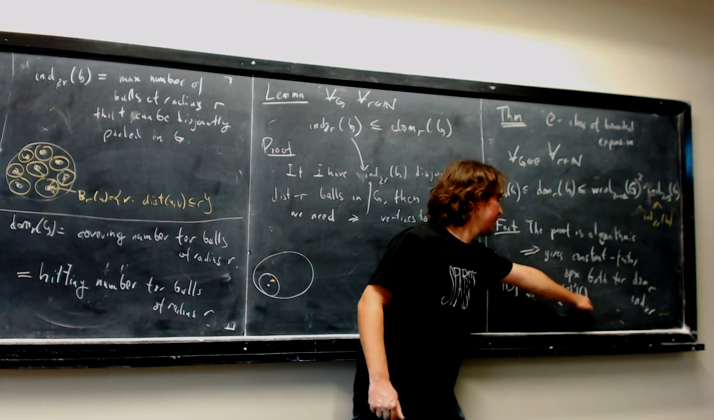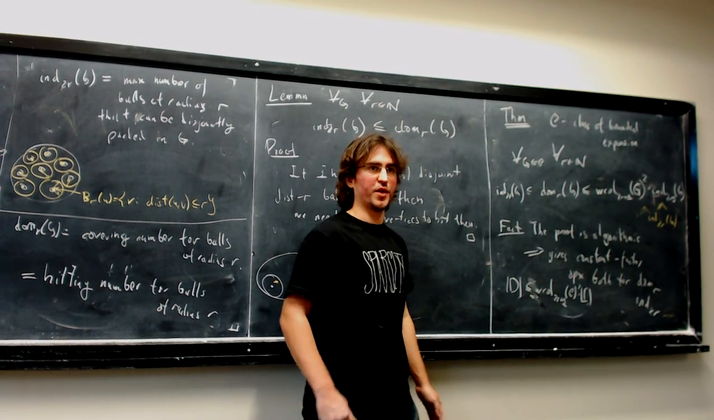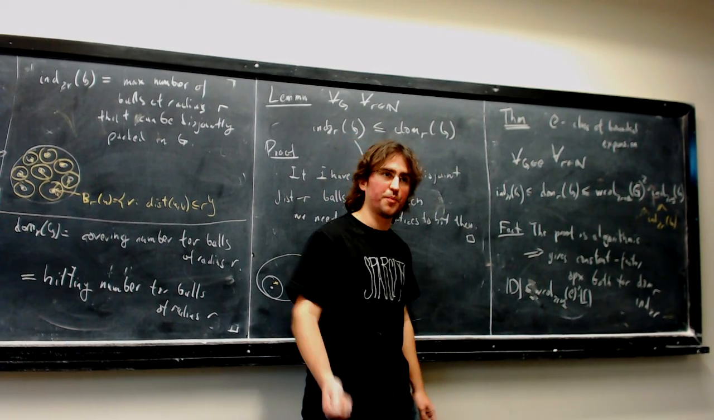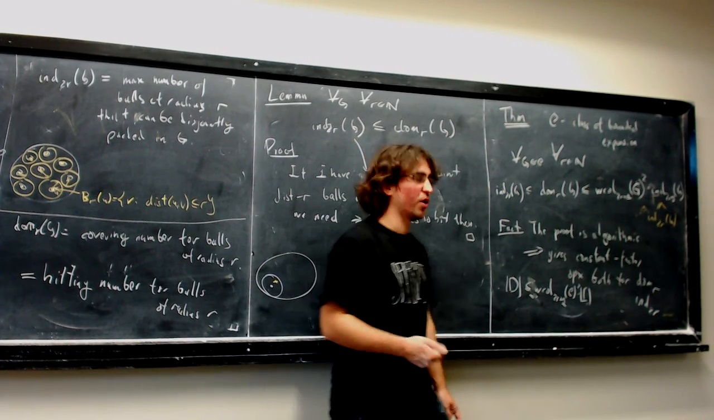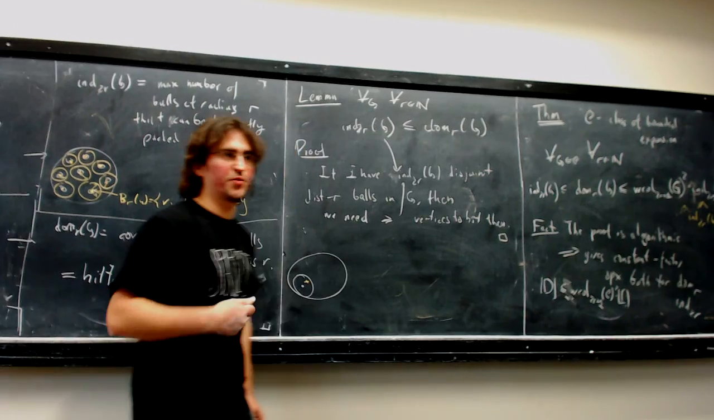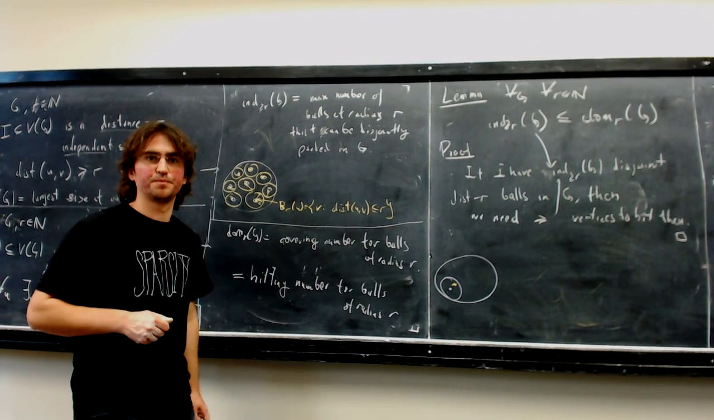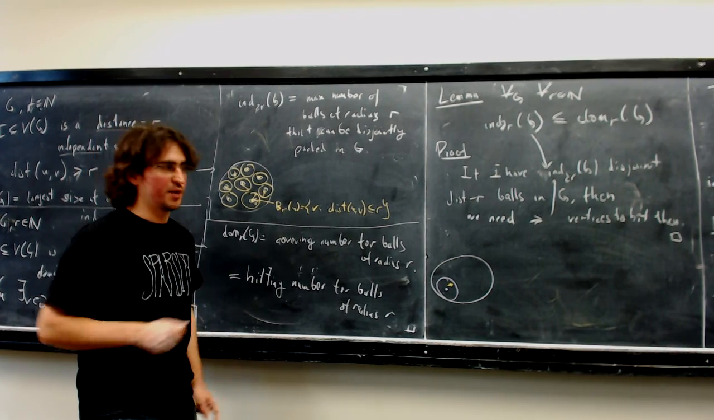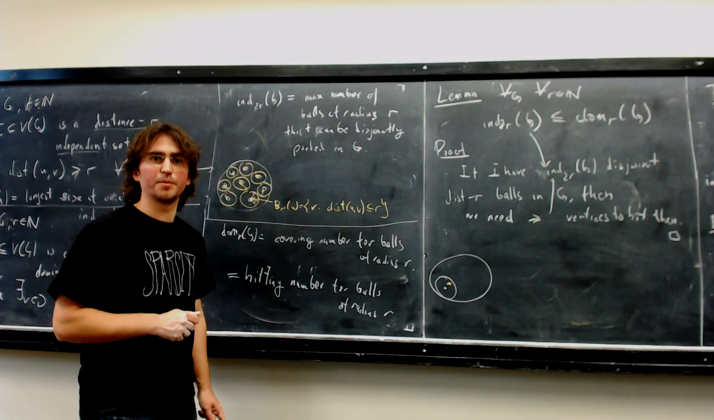And also I is a factor approximation of the distance 2r plus 1 independent set in your graph, in the sense that it is a distance 2r plus 1 independent set in your graph of size at least the optimum over this factor. Yeah? So this is like a prime algorithmic application of weak coloring numbers.